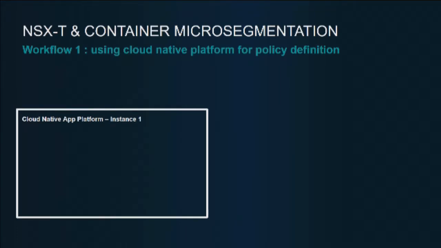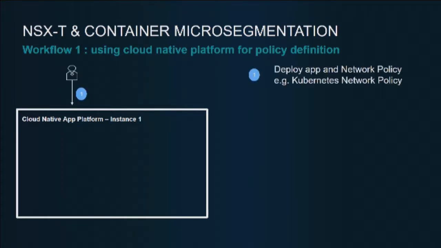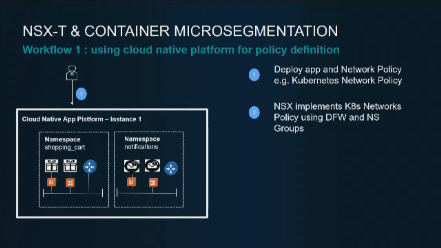NSX 2.0 offers integration with Kubernetes. The first workflow is to use the cloud native app platform's policy language, which is basically using Kubernetes network policy. So as you build an application in a manifest, you also capture the policy using Kubernetes network policy. When a developer deploys an app into Kubernetes and deploys a network policy, what NSX does is translate this network policy intent into implementation.